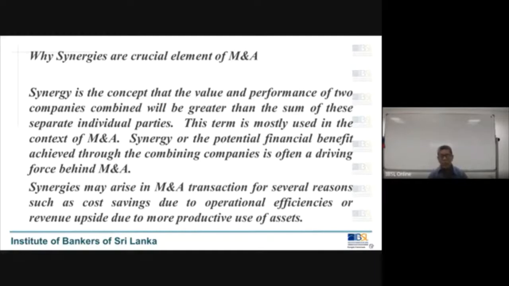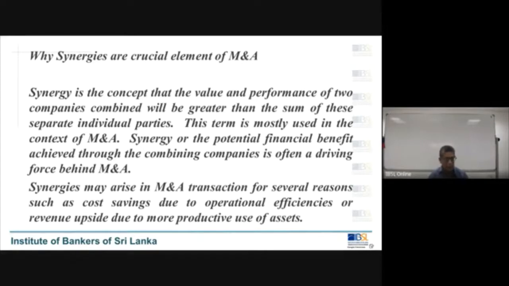So synergy, or the potential financial benefits achieved through combining, is often a driving force behind mergers and acquisitions. So the ultimate motive, the crucial element of mergers and acquisitions: when you combine all these motives together, what is the final output? It is called synergy, to get synergistic benefits. So this is basically the driving force behind mergers and acquisitions, right? Okay, so this is how these synergies may arise.